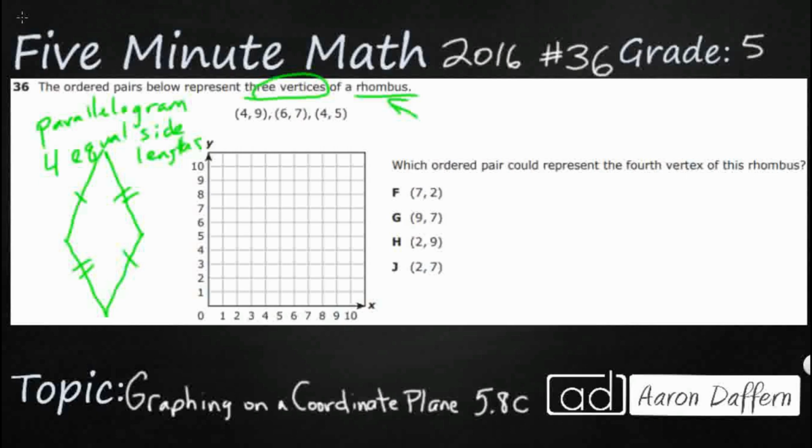So that's going to be very important to us, because what we need to do is find the 4th vertex, but it's going to need to make it a rhombus. So let's see if we can graph some of these right here.